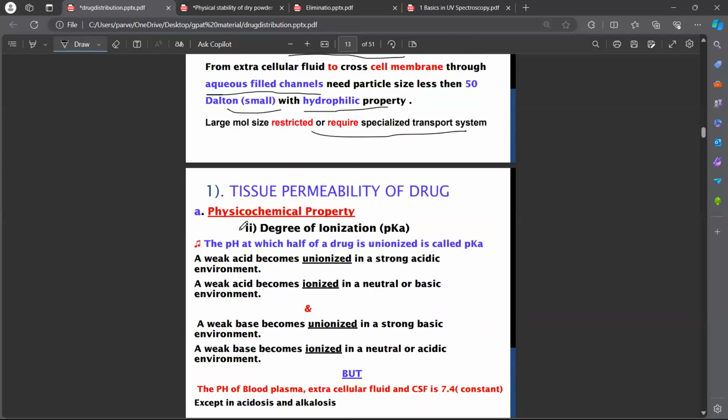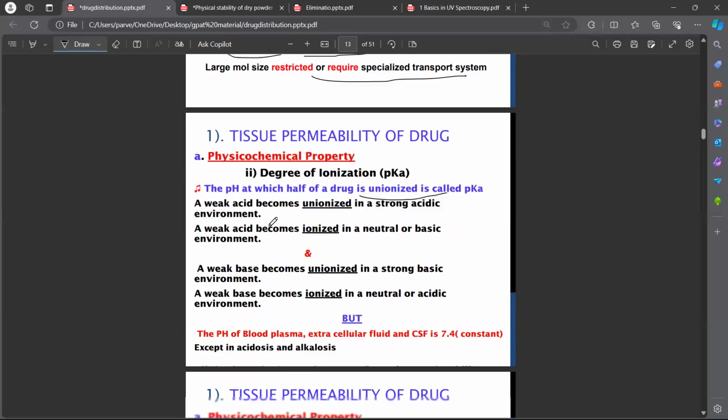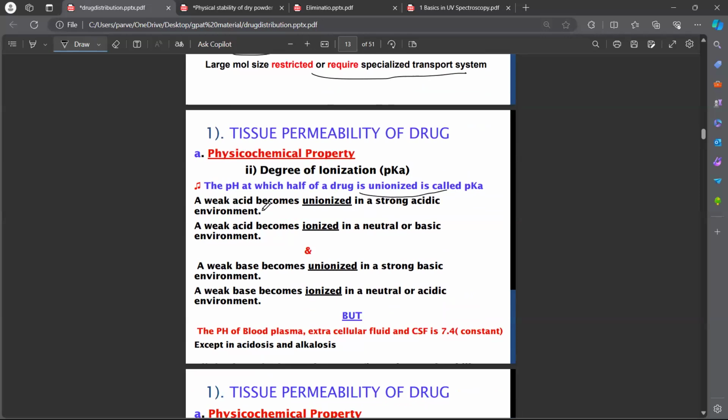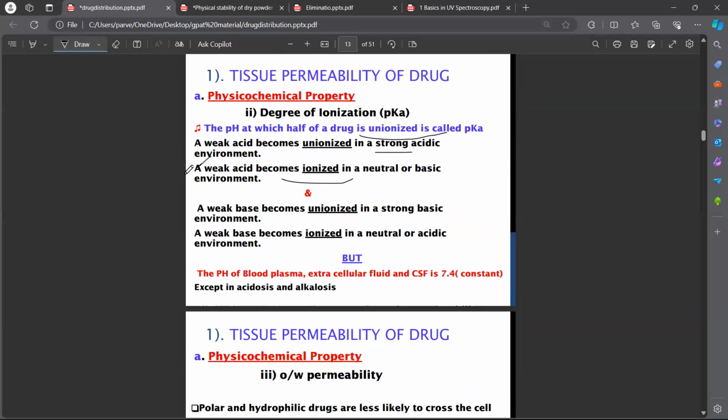Next, while talking about the degree of ionization, the pH at which the drug is ionized is called pKa. These terminologies were discussed in yesterday's class. I mentioned that a weak acid becomes unionized in a strongly acidic environment. A weak acid gets ionized in a neutral or basic environment, and the same applies to a base, vice versa. As we know, the pH of the blood, extracellular fluid, and cerebrospinal fluid is 7.4.